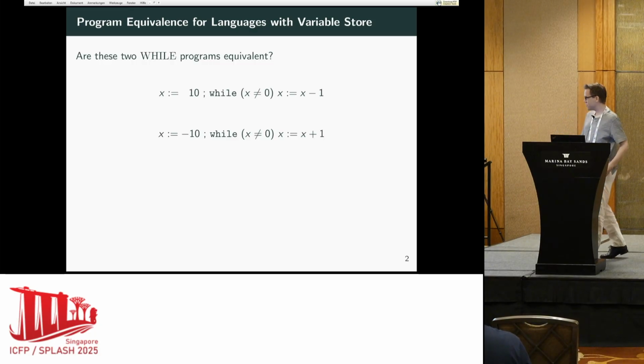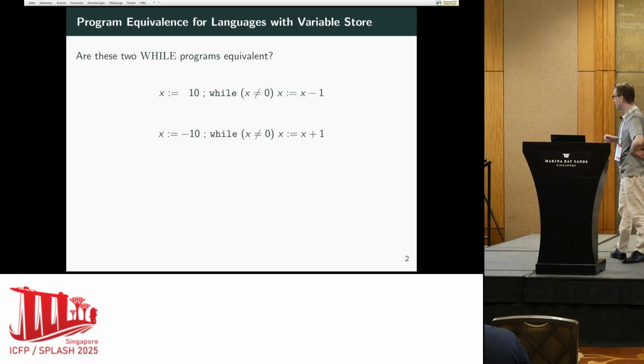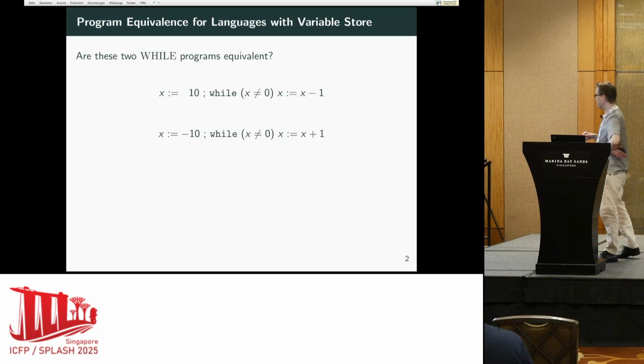So let me start with a very simple toy example. We take our textbook Y language that you see in every introductory course on programming languages, and I ask, are these two programs equivalent? Do they do the same thing? The first one puts x to 10 and then decrements x until it reaches 0, and the second one puts x to minus 10 and then increments x until it's 0. So are these programs equivalent?